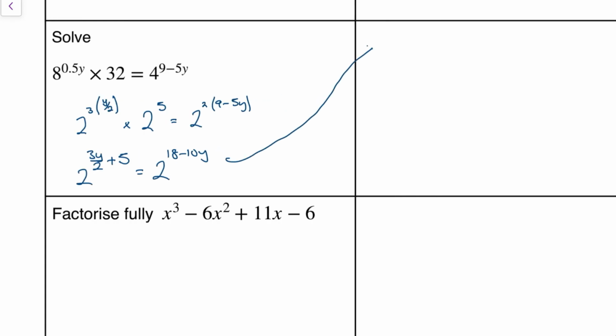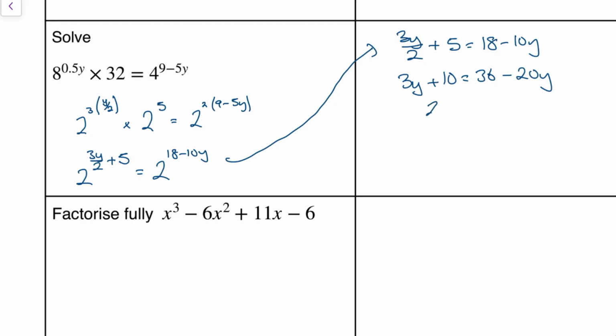So now I can say, ignore the 2's and just say 3y over 2 plus 5 is equal to 18 minus 10y. You don't have to do this, but I'm going to multiply everything by 2, which gives me 3y plus 10 is equal to 36 minus 20y. What I'm going to do now, I'm going to add 20y to both sides, which gives me 23y. It's not going to be a nice number. Take away 10 from both sides, which gives me 26, which means that y is equal to 26 over 23. Not a great number, but I'm happy that's a correct number.